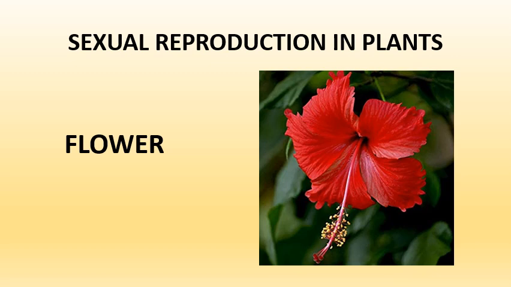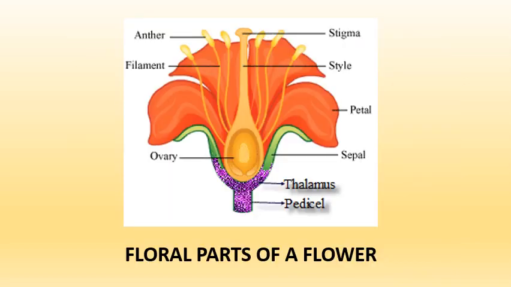So now children, we will discuss the structure and various parts of a flower. I hope all of you have a flower with you. Take that flower, hold it in your hand. The stalk with which you are holding that flower is called the pedicel. It is the connection between the flower and the plant. It attaches the flower to the stem.